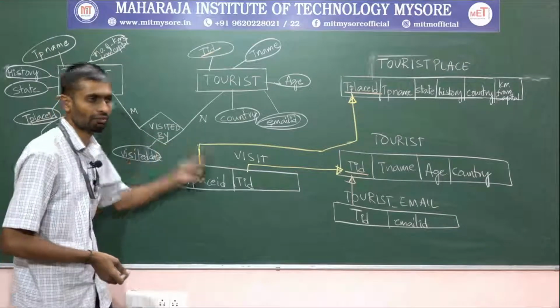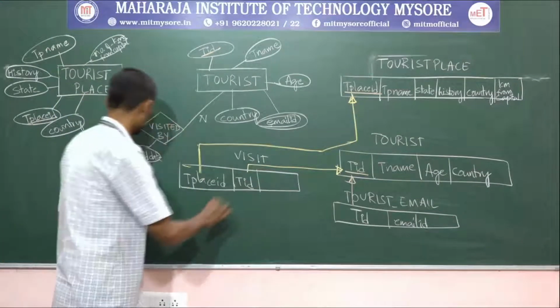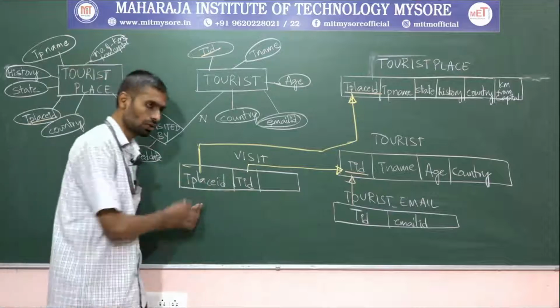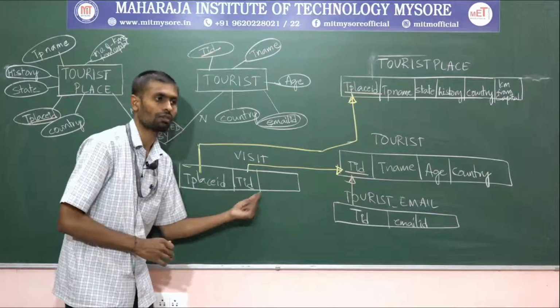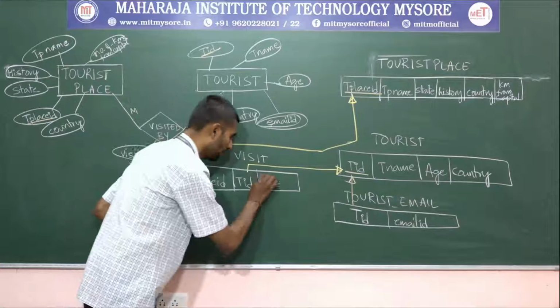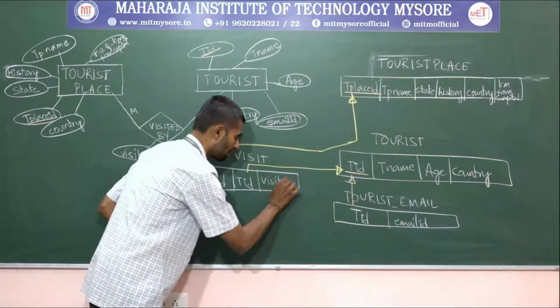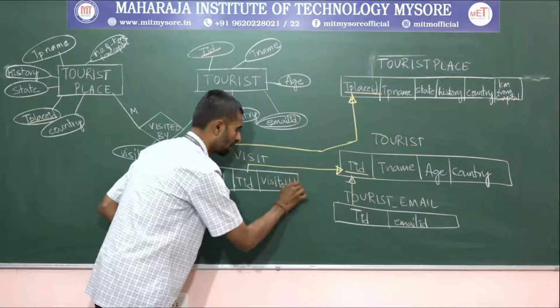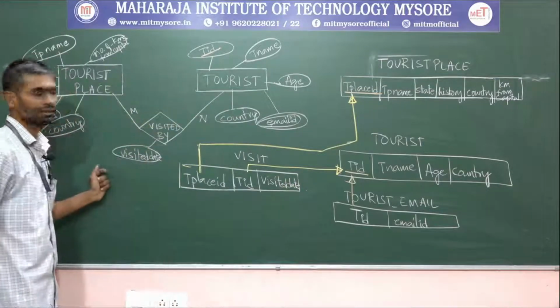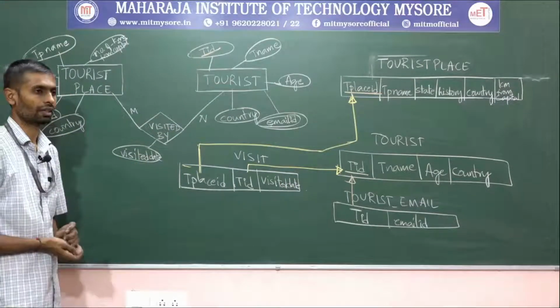Since it's many-to-many, we have created a new relation. So attach this also to this one, because I want to show this place visited by which tourist on what date, right? So that also I want to record. Visited date. That's it. Is there any left out thing, guys? No. Almost we have considered everything, right?